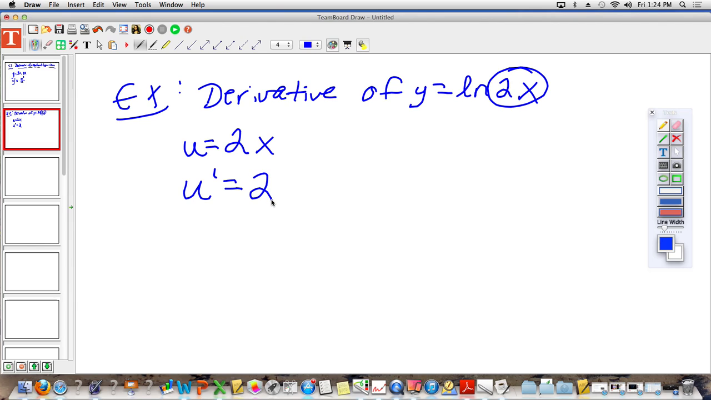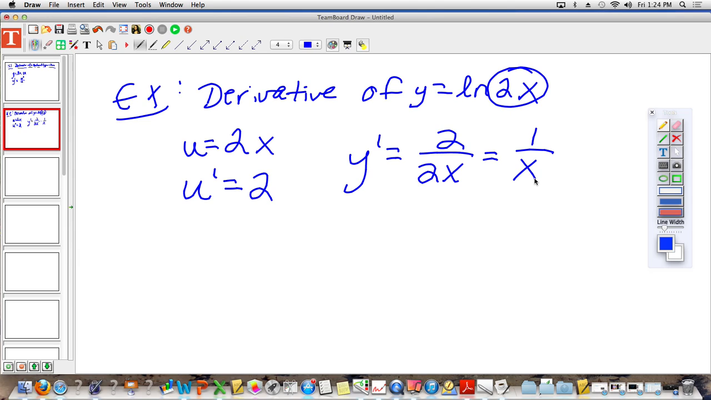So that means that the derivative of y is equal to, what goes on the top? 2. What goes on the bottom? 2x. Simplify, what do you get? 1 over x. Make sure the x stays on the bottom. So the derivative is 1 over x.